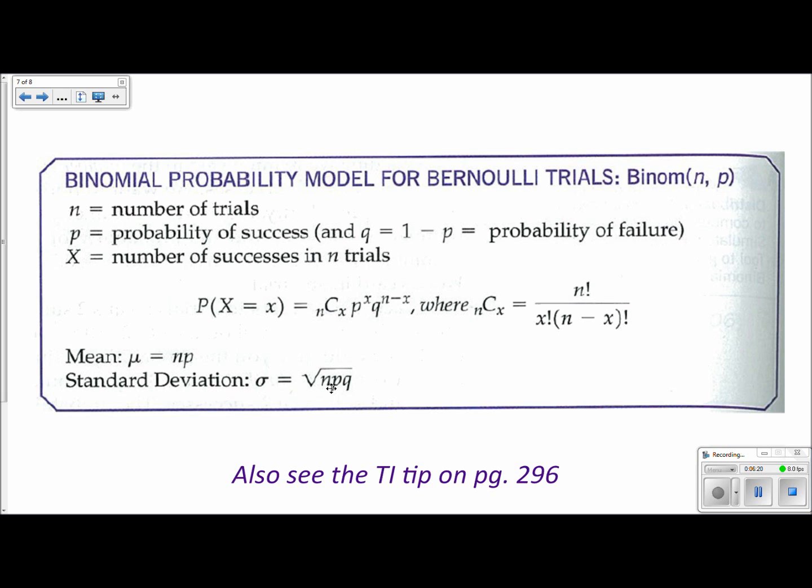Also, I forgot to scan it in, but check out the TI tip on page 296 about how to plug in a binomial question into your calculator. And that's it on the first part of chapter 17.